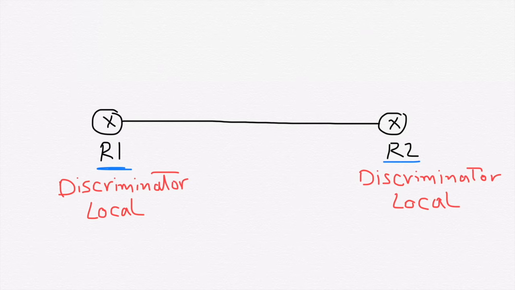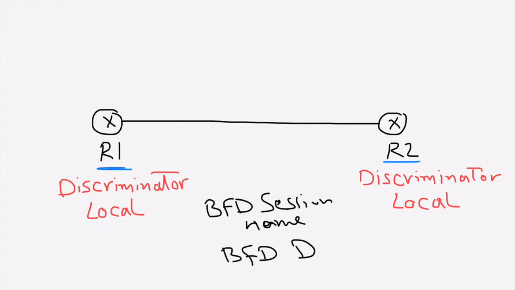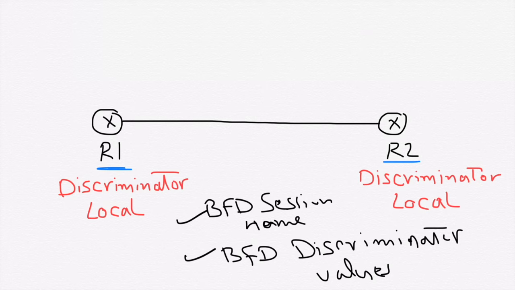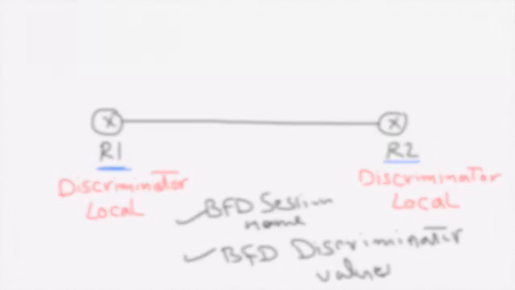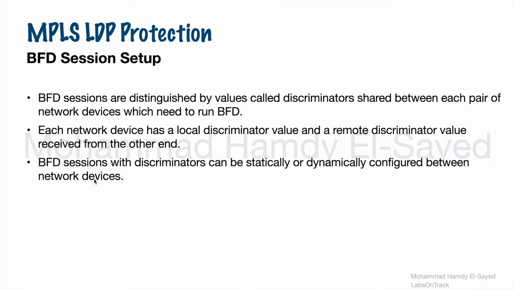To configure a BFD session, we need a BFD session name and the BFD discriminator values. The discriminator values can be configured statically or allocated dynamically. If allocated dynamically, they have to be exchanged between R1 and R2. BFD sessions with discriminators can be statically or dynamically configured between network devices.